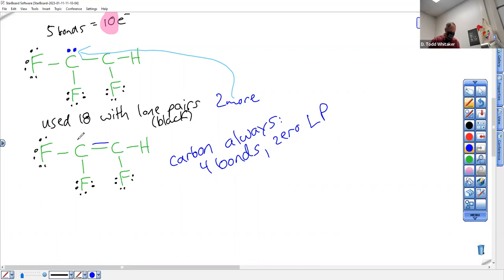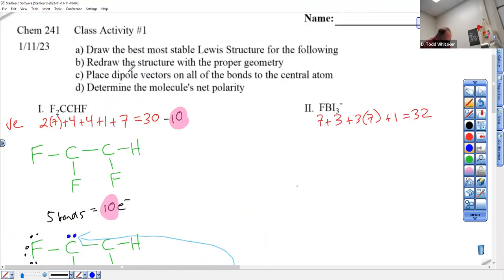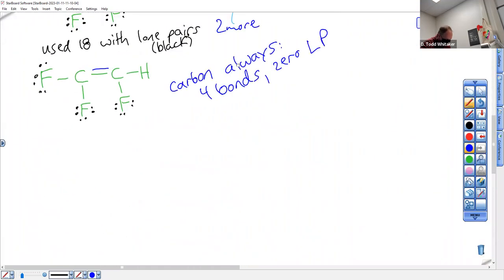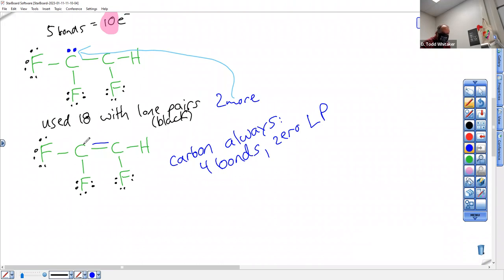So here we go. We're finally going to start. I need to redraw the structure of the molecule. We don't know how to do that until we get the hybridization, and then I'll tell you the geometry. This guy right here, what color are the sigma bonds? And I apologize if you're colorblind. They're green. And how many green bonds are there to this carbon? Three. That means carbon is sp2.